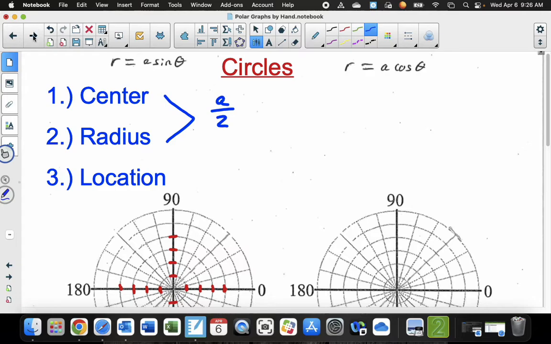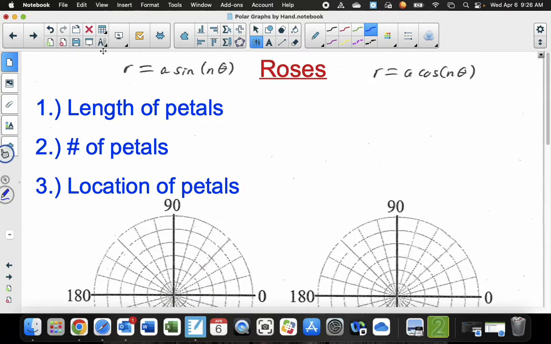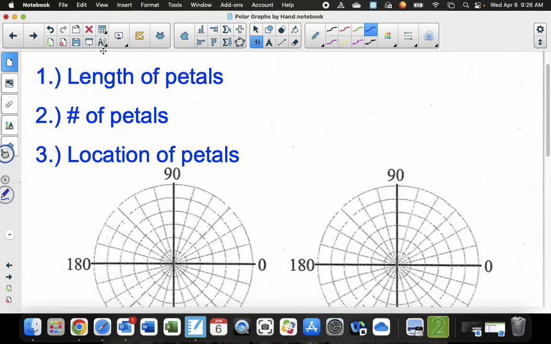If you go to the next page, the roses, I would actually say these are probably the hardest of the 3. It's just my opinion, mainly because of the location of the petals. But as you take a look, here again is the stuff that you need. You need to know the length of the petal so that when you're sketching it, you can have an accurate length. How many petals do we have? And again, where are the petals located? That's the part we'll talk more about today. Length of the petal: very simply, what's the length of the petal? What did you find? a.